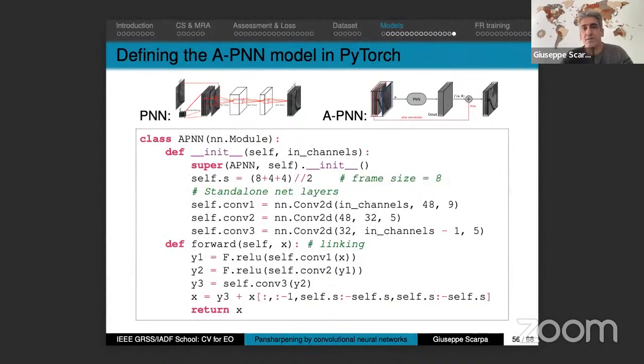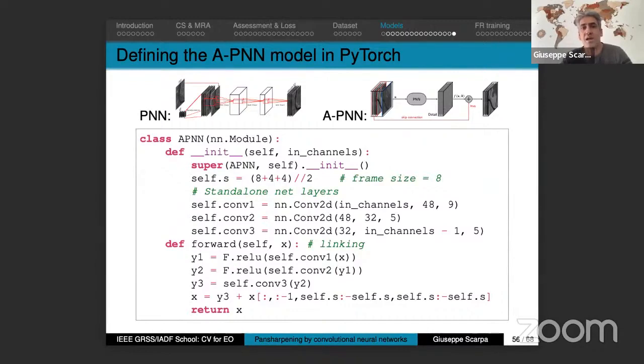Well, to conclude this part, as the practical session will be concerned with PNN and its variants, here we assume very few code lines to define, in particular, the APNN model in PyTorch. This is one simple way to define a CNN as a class. In the constructor, you define the first three standalone layers with related hyperparameters. Then a forward function establishes connections among layers, including the global skip connection encoded in the last instruction.